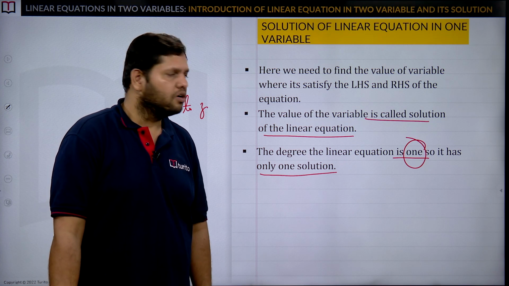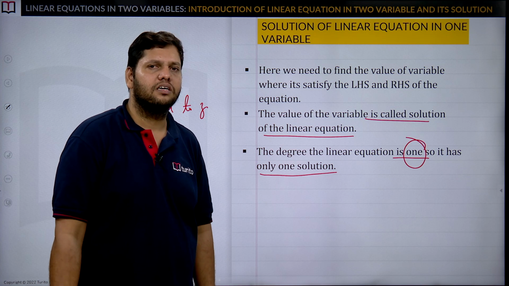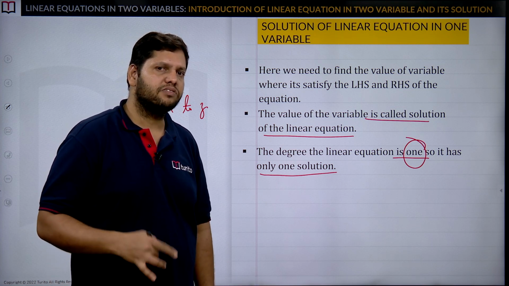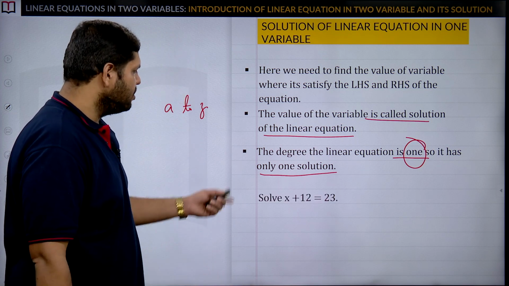Okay, children. So, remember that point also, it is a very, very important point. A linear equation has one solution. Why? Because the degree of the linear equation is 1. So, it satisfies only a single solution. And children, look at this question here.